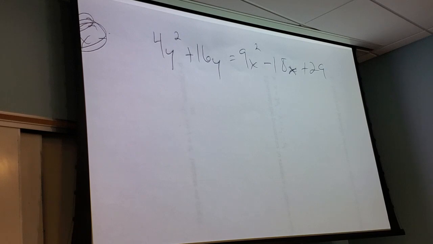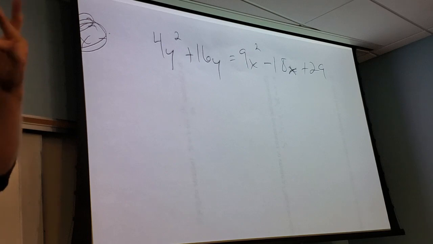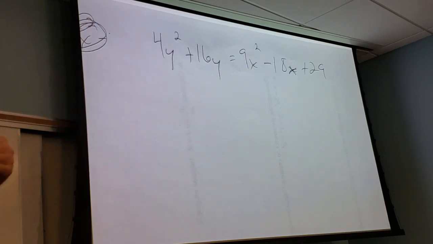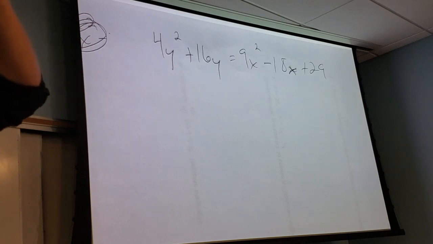How do I know this is not a parabola, for example? How do I know it's not a parabola? It's definitely not a straight line, right? How do I know those things? Which variables are squared? Both. If only the x was squared, that would be a parabola, right? I can make it y equals blah, blah, blah, x squared stuff. Only the y was squared to be a parabola just opening sideways.